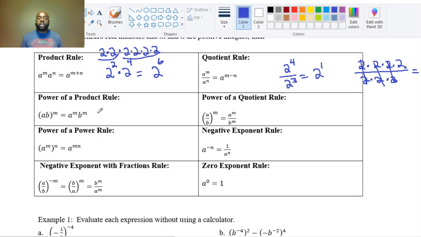The power of a product rule: if I have two bases that are different, or two numbers in a product, or two factors, raised to a single exponent, and there's a product inside of that parenthesis, then I can simplify this by applying that exponent to both of those factors in the parenthesis. So that simplifies to a to the m times b to the m. A similar thing happens when there's division. Note here that this does not apply to addition and subtraction.